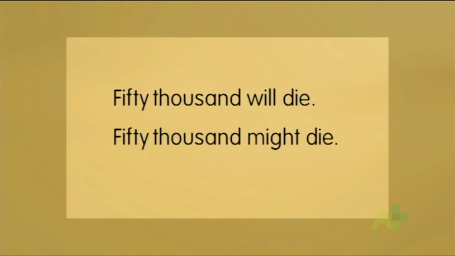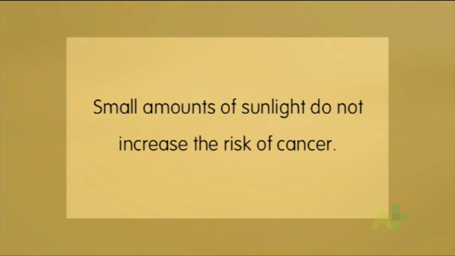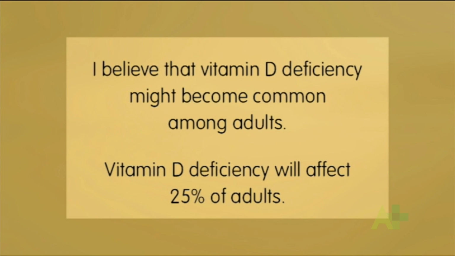50,000 will die. 50,000 might die. The second statement uses might. It's an opinion. Here's another one. I do not think small amounts of sunlight increase the risk of cancer. Small amounts of sunlight do not increase the risk of cancer. In the first statement, you can see I do not think. This is an opinion.